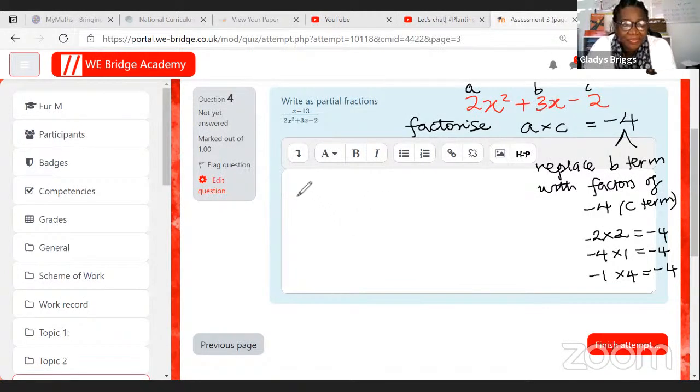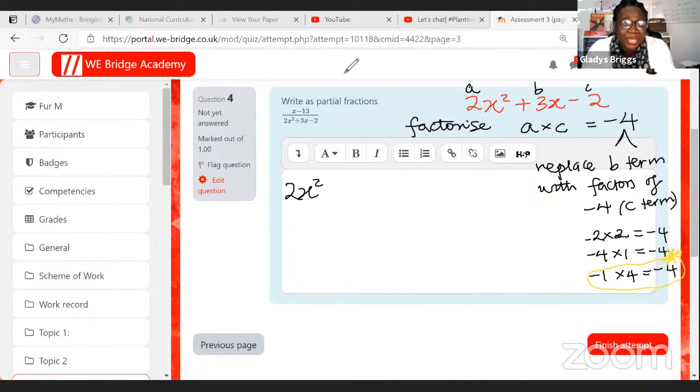Okay, so let's see. You leave the first term as it is, 2x squared. We want +3, yeah? So -4 plus 1 is going to give us -3. -1 plus 4 is going to give us +3. So let's use this pair here.